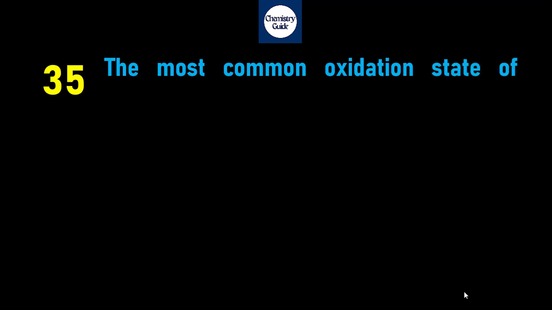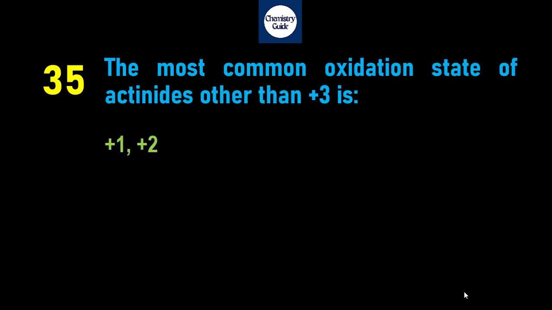The most common oxidation state of actinides other than +3 is +1, +2, +4, +5, +6, +4, +5, +2, +5. The right answer is +4, +5 and +6. These are the other oxidation states of actinides other than +3. MCQ number 36.